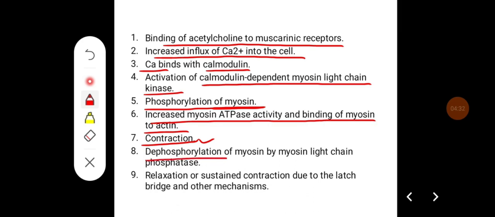Then dephosphorylation of myosin light chain by myosin light chain phosphatase occurs, which causes relaxation or sustained contraction due to the latch bridge and other mechanisms.